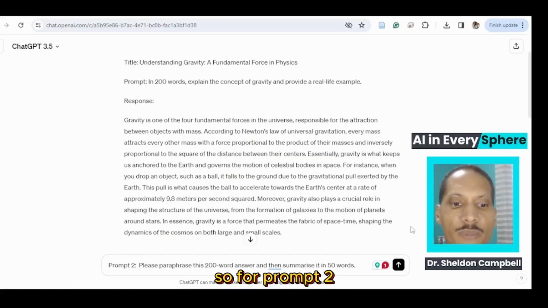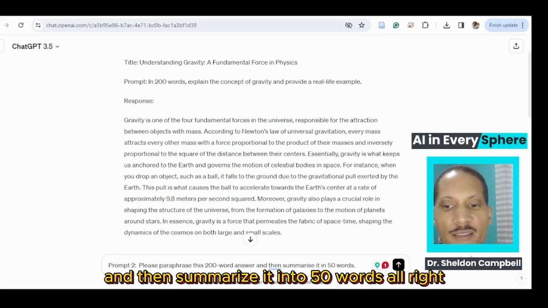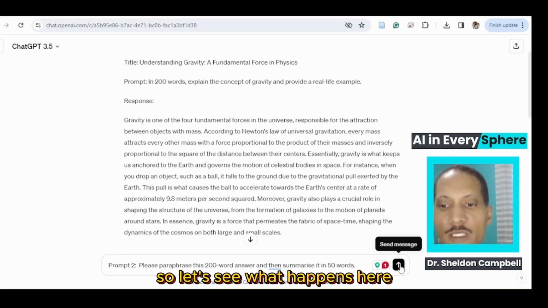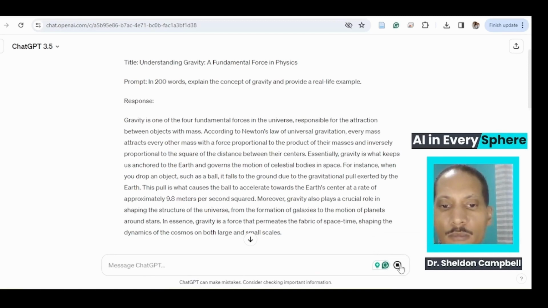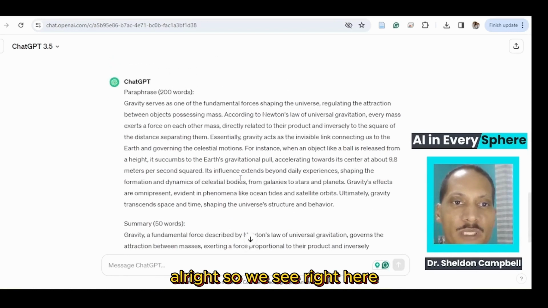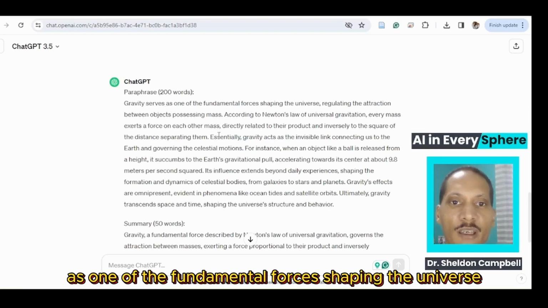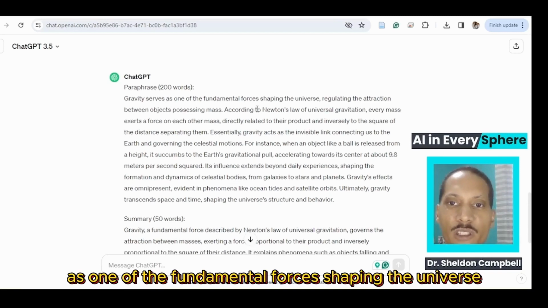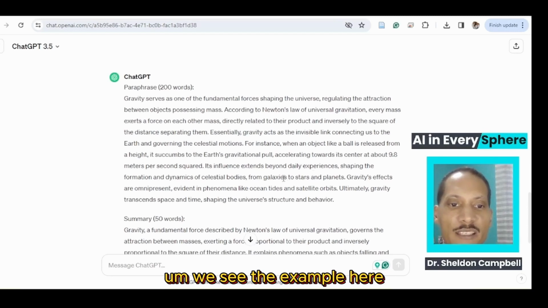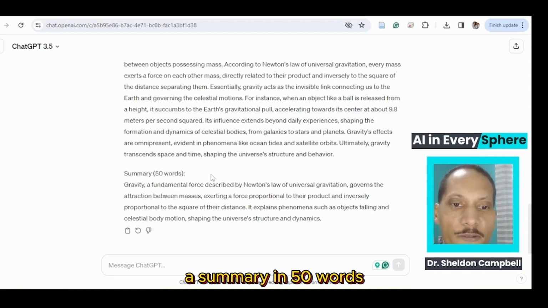Alright, so for prompt 2, we're going to say please paraphrase this 200-word answer and then summarize it into 50 words. Alright, so let's see what happens here. So we see right here, wonderful, ChatGPT did go ahead and paraphrase. So right here it talks about how gravity serves as a fundamental force shaping the universe. We see the example here, and then right here it gives us a summary in 50 words.